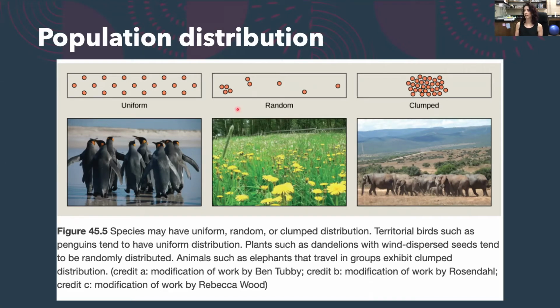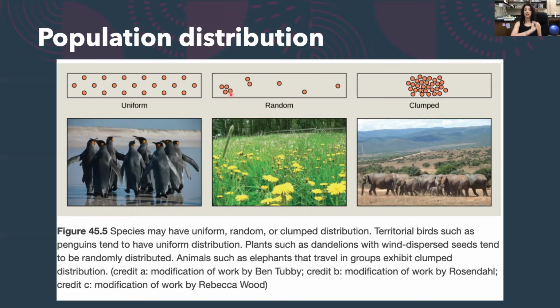Next, we have random. Random is where you can have the mix of a uniform and a clumped distribution. Some members of the population are clumped together while others are scattershot around. And this is most notably noticed in our dandelion species or other plants that are dispersed via wind. Sometimes a number of seeds get pushed to the same spot all at once, and therefore they colonize pretty much the same area.